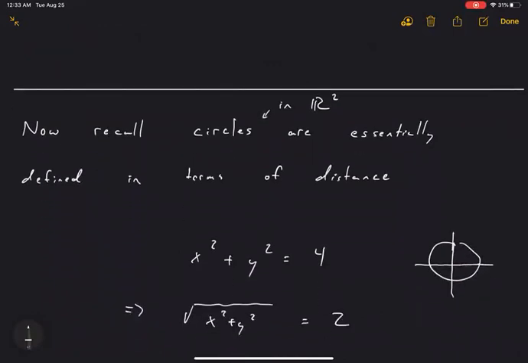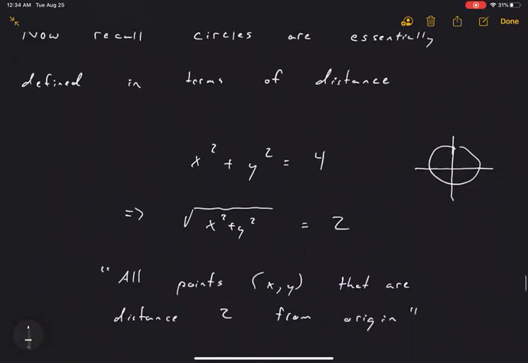So now let's move on to some spheres. These are another simple shape in R3 that we need to get comfortable with. Let's again start by considering what we're familiar with, R2. Recall circles in R2 are essentially defined in terms of radius, in terms of distance. Here's an equation of a circle in R2: x squared plus y squared equals 4.